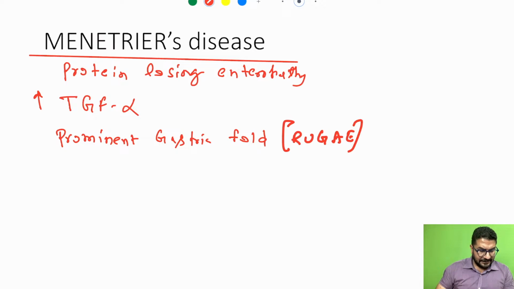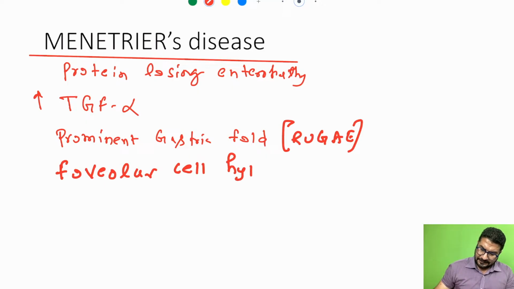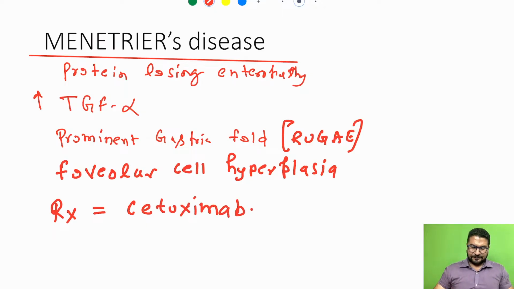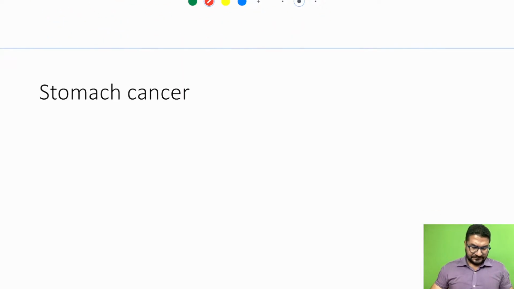And remember, in this you will notice there is hyperplasia of a cell. We call them foveolar cell hyperplasia. Now try to understand this thing. There is hyperplasia of foveolar cells, and ultimately you will see how we are going to manage. So which drug you will give? We will give cetuximab. Drug that we will choose here will be cetuximab.